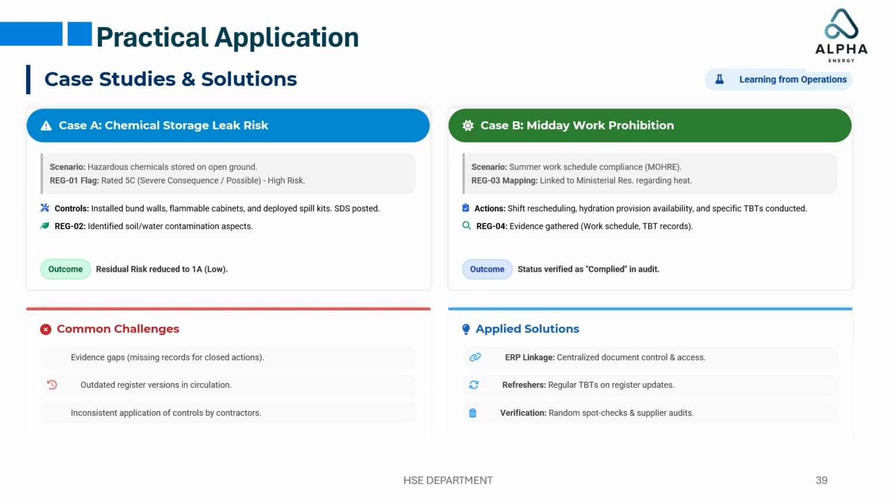Through the HSE Risk and Opportunity Register, Reg 01, the situation was assessed and rated 5C, severe consequence, possible likelihood, indicating a high risk level.